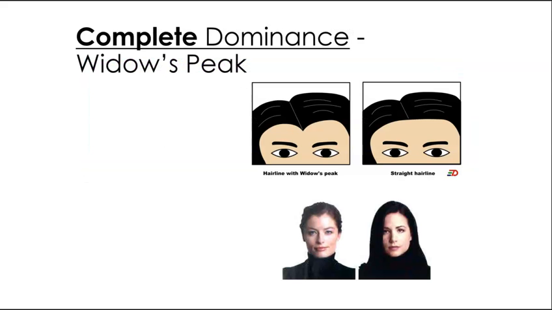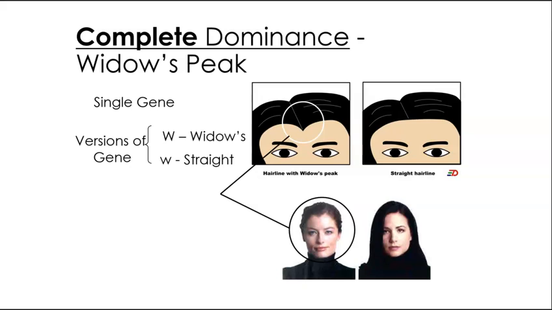For example, widow's peak. We talked about how a widow's peak is showing that distinctive pointy feature at the hairline, whereas a straight hairline means the absence of a widow's peak. We know that is contained on a single gene. However, there are different versions of the genes. We know that capital W is the allele for widow's peak, whereas the lowercase w means you have a straight hairline.